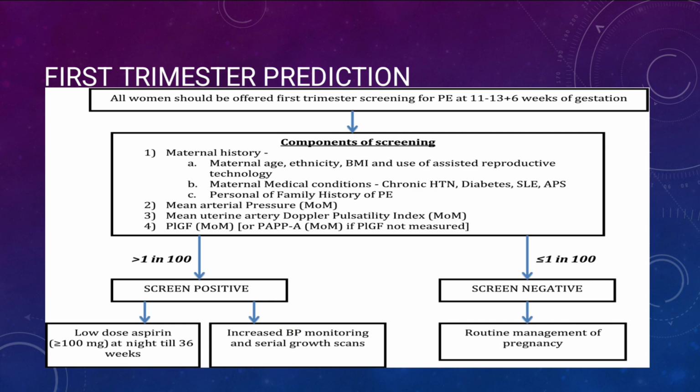You should do a combined screening test: maternal history like maternal age, ethnicity, BMI, chronic maternal medical conditions, chronic hypertension, diabetes, SLE, and personal and family history. You take into account the maternal blood pressure, mean uterine artery pulsatility index, PlGF, and PAPP-A. You do the risk scoring and combine the scoring system. If it is more than 1 in 100, then screen positive, and you can start low dose aspirin 100 to 150 mg at night till 36 weeks. In case of screen negative, GP monitoring, serial growth scan, and routine pregnancy management.